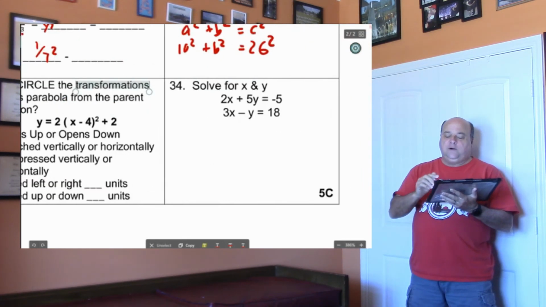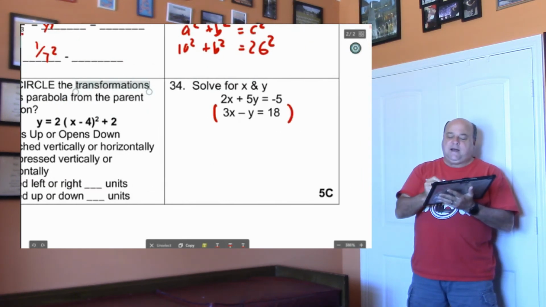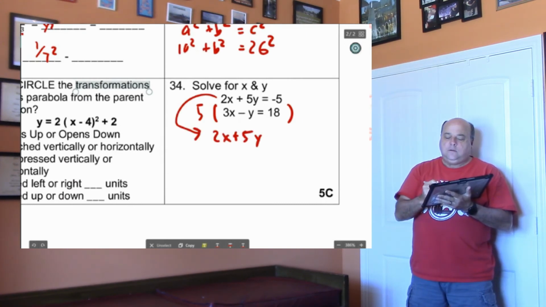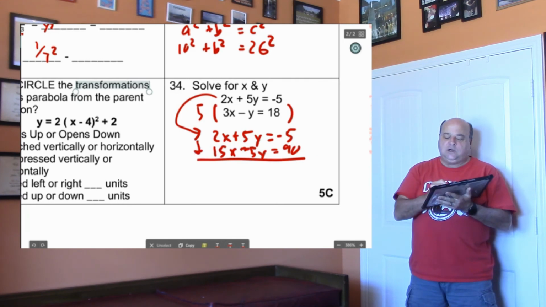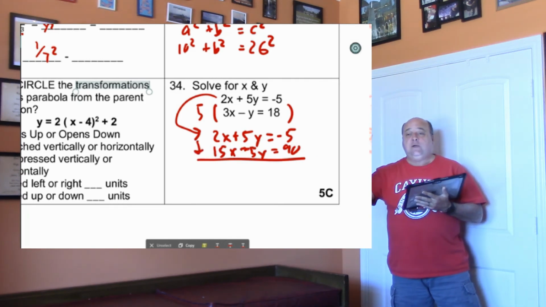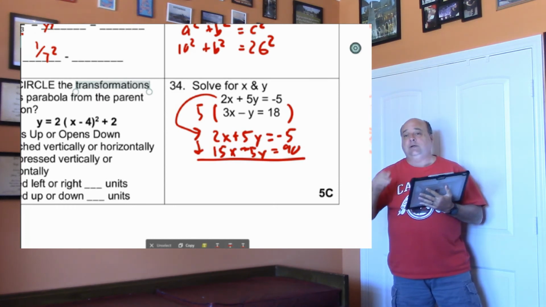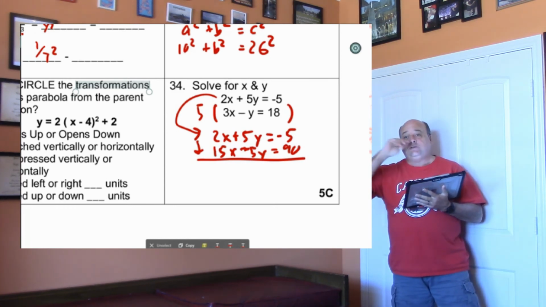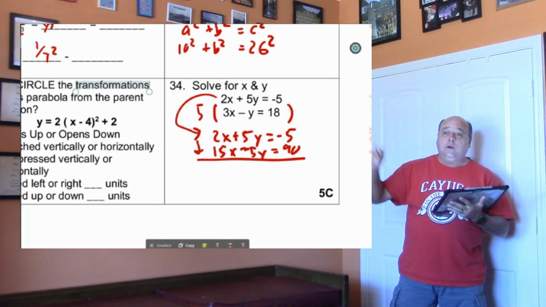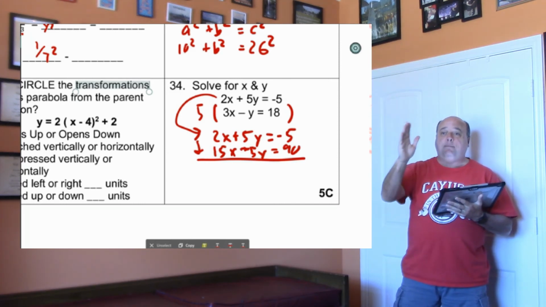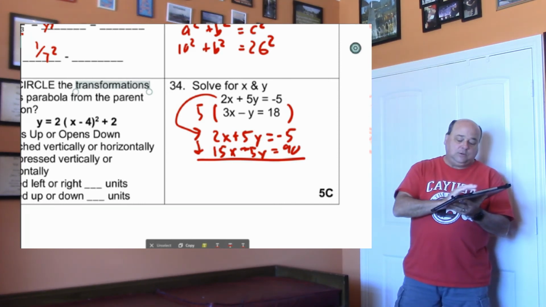Then go over here and multiply this by 5. I'm just going to bring this part down again. If you multiply the bottom by 5, you get 15x minus 5y equals 90. And the y's are going to cancel out. If you cannot do elimination, do not go into pre-AP geometry. If you cannot eliminate and substitute those systems, don't go into pre-AP geometry. You need to do that by hand. Be able to do those.